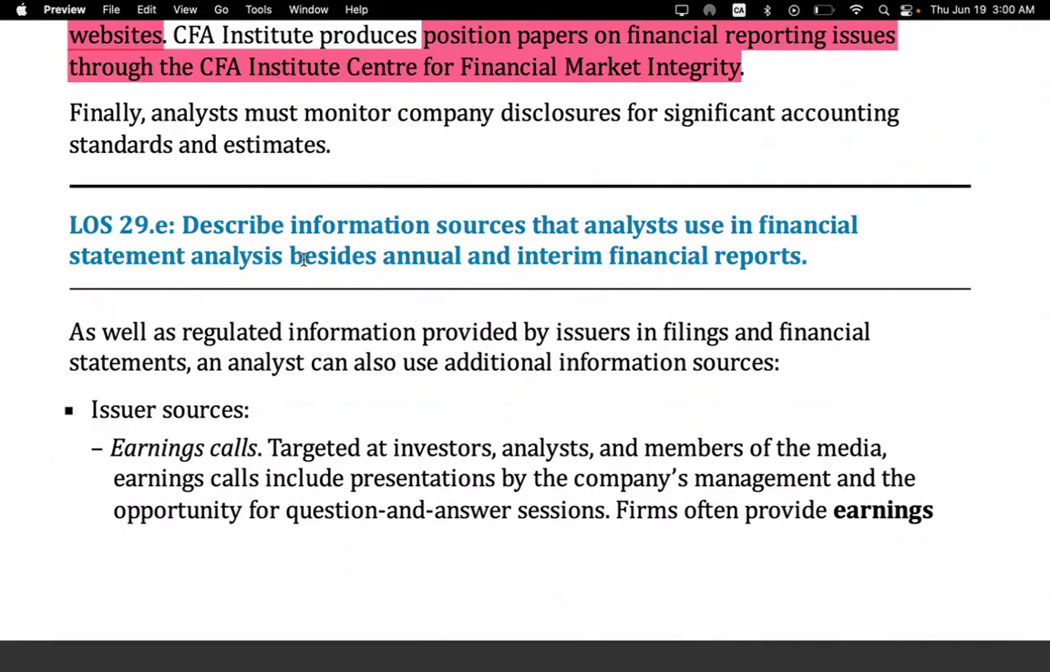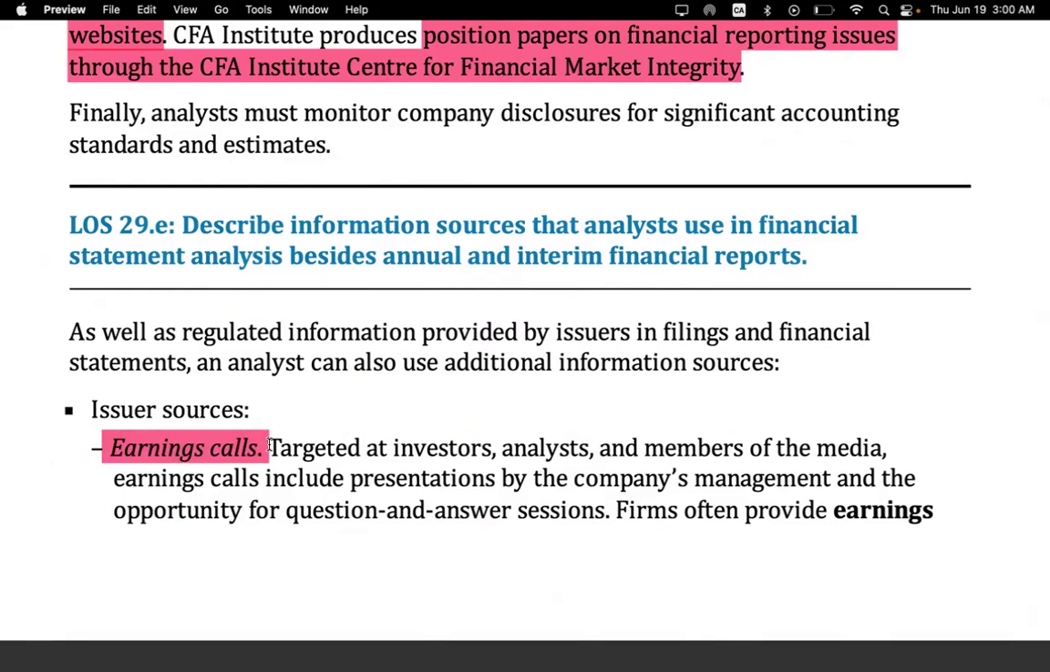One of the main learning objectives was: what is the other information that analysts use in financial statement analysis besides annual and interim financial reports, right? So you have your reports, obviously, but you have other information sources as well. You have earning calls.